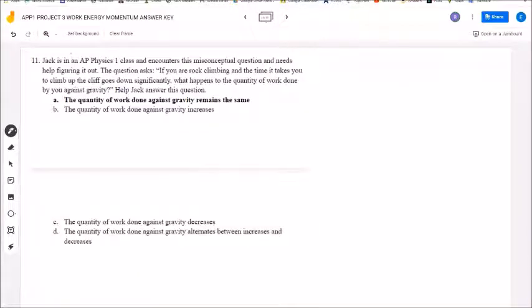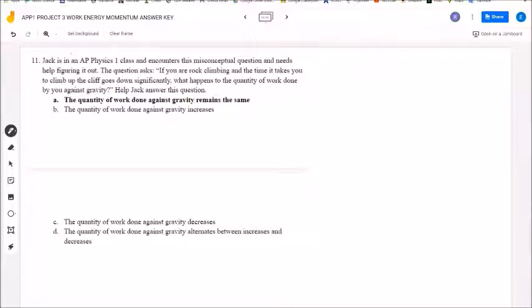Mac is in an AP Physics 1 class and encounters this conceptual question and needs help figuring it out. The question asks: if you're rock climbing and the time it takes you to climb up the cliff goes down significantly, what happens to the quantity of work done by you against gravity? Help Mac answer this question.